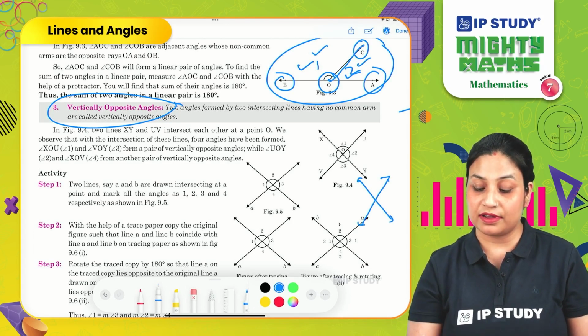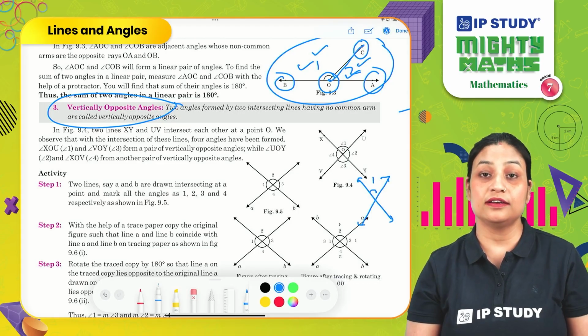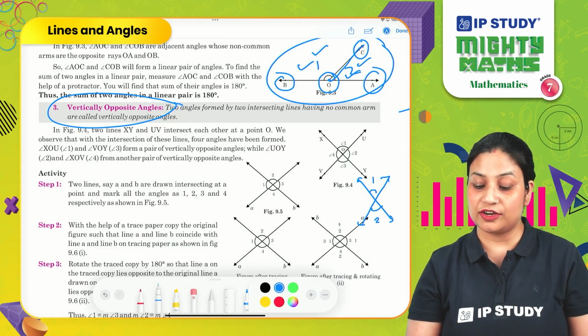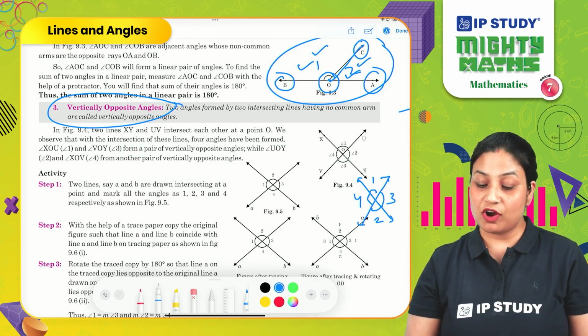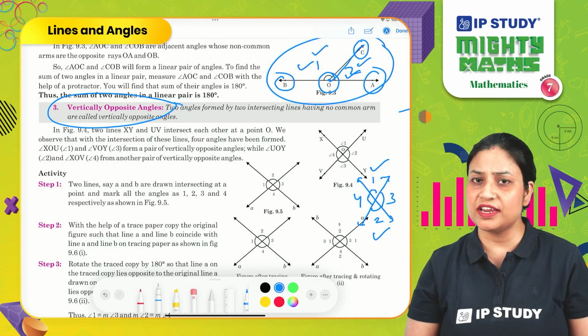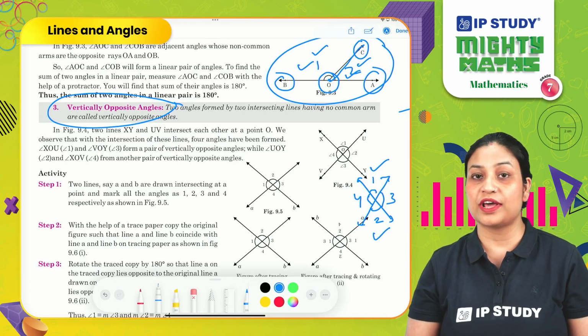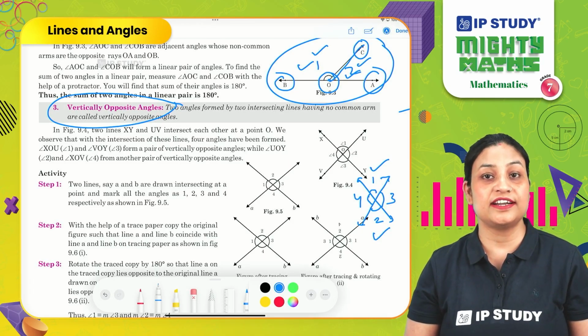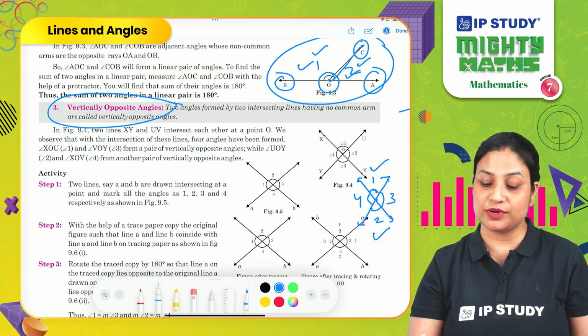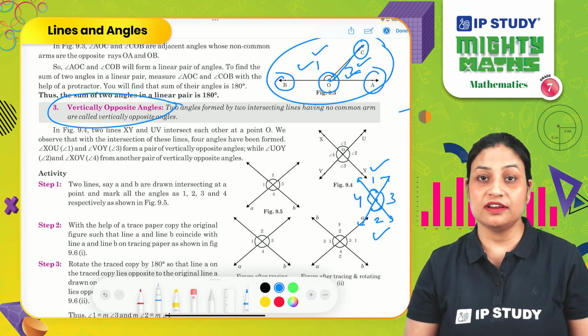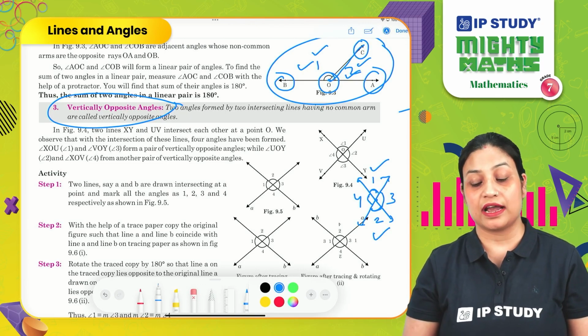Let's name them. Let's say this is angle 1, this is angle 2, this is angle 3, and this is angle 4. If I talk about angle 1 and angle 2, do they have any common arm? No, they don't. It means they are not adjacent angles at all. They are opposite to each other, right? Since these are opposite to each other, we call them vertically opposite angles.